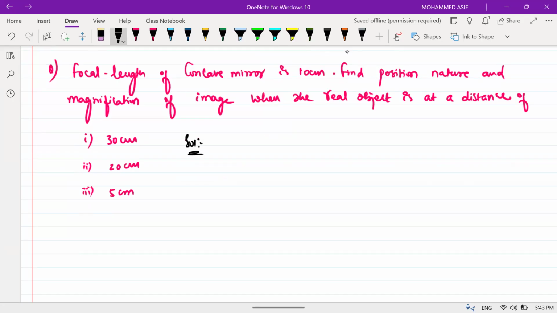Focal length of the concave mirror. The concave mirror is silvered on the outer side. This is the pole of the mirror. This is the center of curvature. This is your focus. Focal length of the concave mirror is F. F is equal to how much? 10 centimeters. So the sign will be negative. It will be minus 10 centimeters.